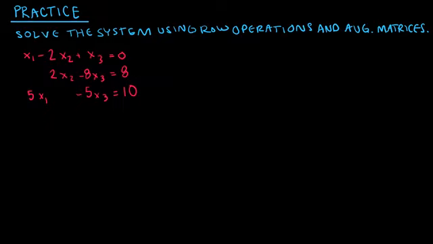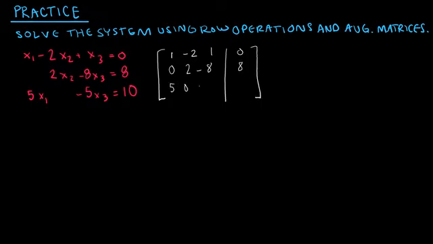So again, the first thing I would do is write this as an augmented matrix. So I have 1, negative 2, 1, 0. I have 0, 2, negative 8, 8. And I have 5, 0, negative 5, 10. I already have a 1 exactly where I want it, and I have a 0 just below it, and I would like that 5 to be a 0 as well. So that's the first thing I'm going to do.